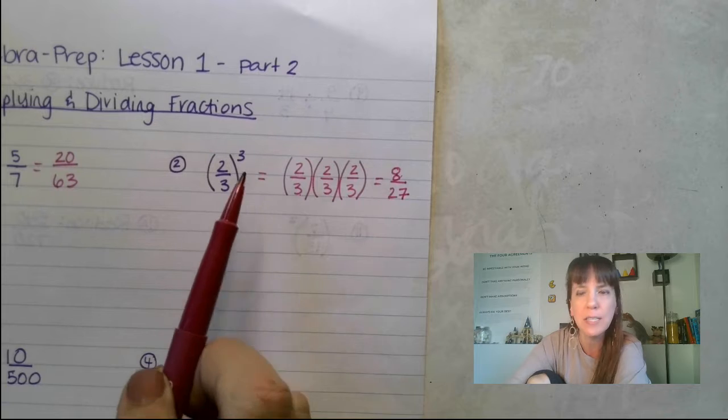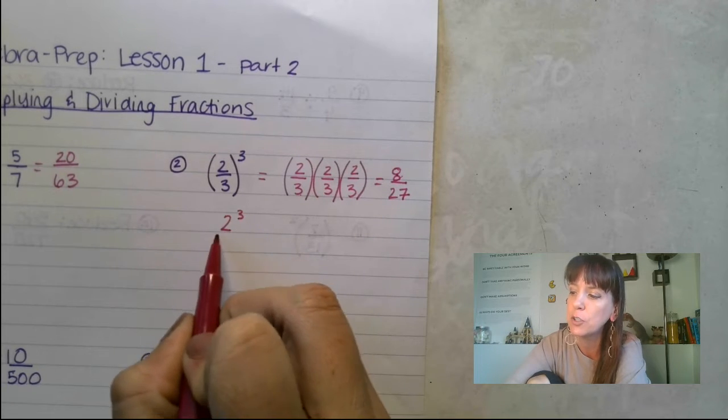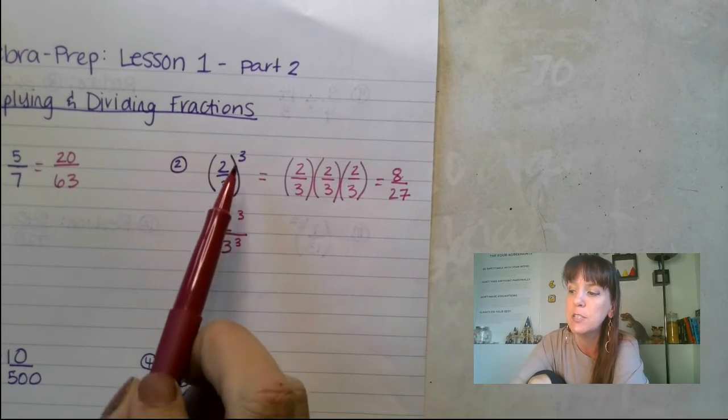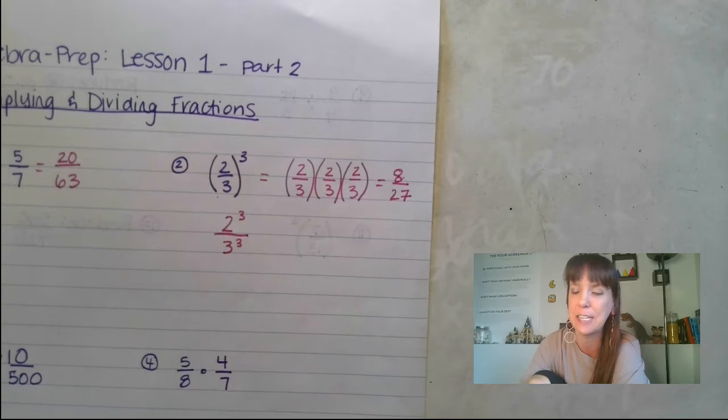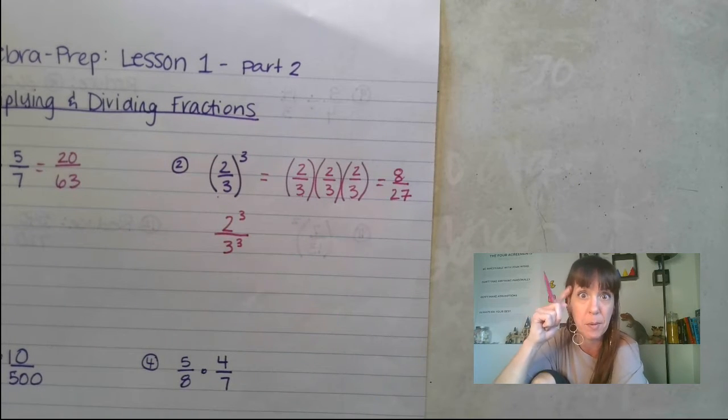So really, when we're doing something like this, we're just saying, hey, it's 2 to the third and 3 to the third. Remember to distribute this guy down here and to down here. You don't have to rewrite it like this every time. You just need to remember, though.